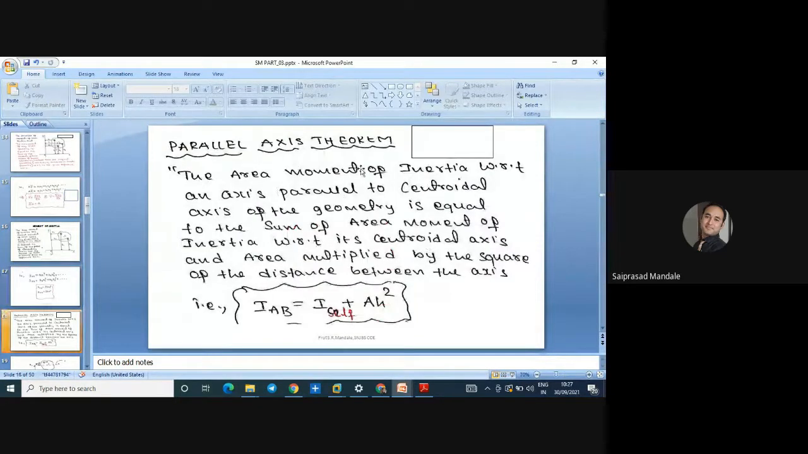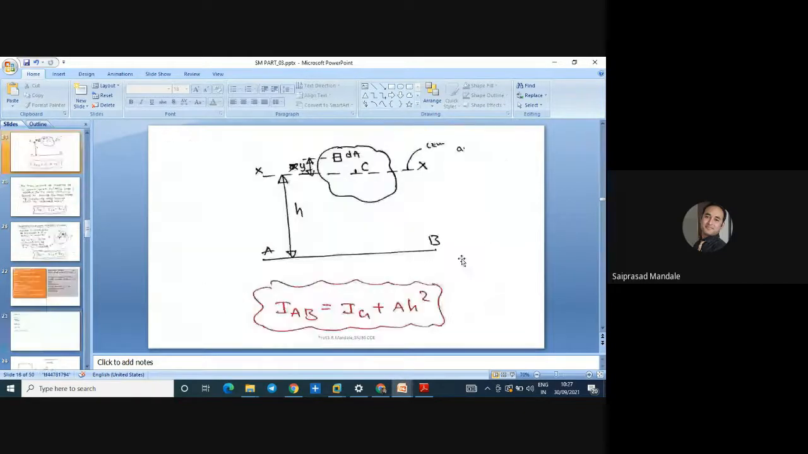Parallel axis theorem. We require only the formula. So the parallel axis theorem is saying that if there is a body, it is having a CG and it is having a height h from a fixed axis. In that case, how to calculate the moment of inertia of AB with reference to that body?